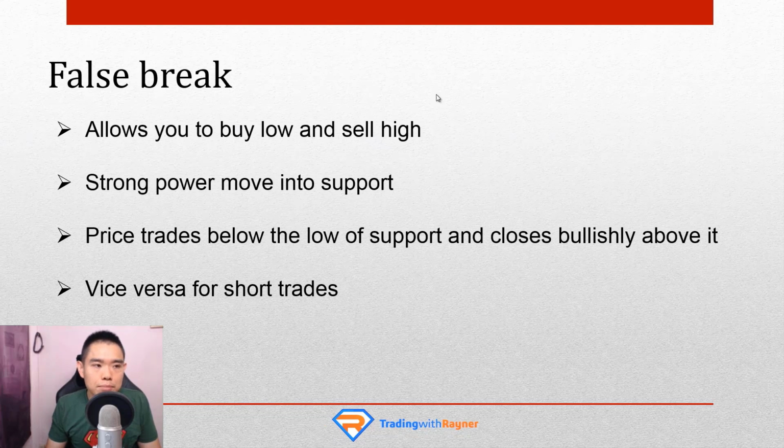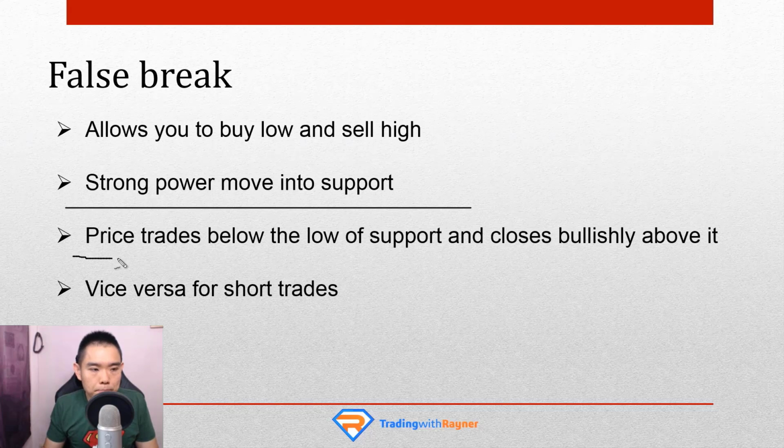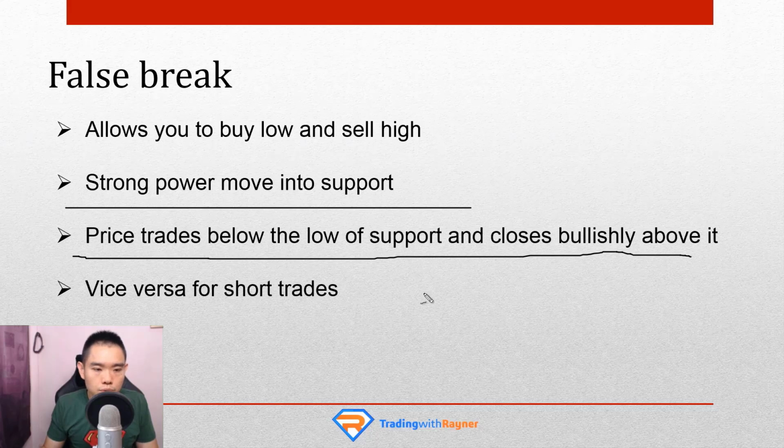So price action pattern number one is what I call the false break. So this pattern is for you if you want to buy low and sell high. Okay, and here's what I'm looking for. Number one, I want to see a strong power move into support. Number two, I'm looking for the price to trade below the low of support and then close bullishly above it. So it looks something like this.